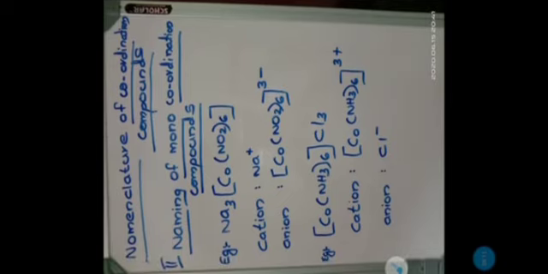Another example, Na3[Co(NO2)6]. Here the cationic part is Na+ and anionic part is [Co(NO2)6]3-. So while naming, we will start with sodium. Now the next one, [Co(NH3)6]Cl3. The cationic part is [Co(NH3)6]3+, anion is Cl-. So first of all, we will name the complex, then the counter ion.